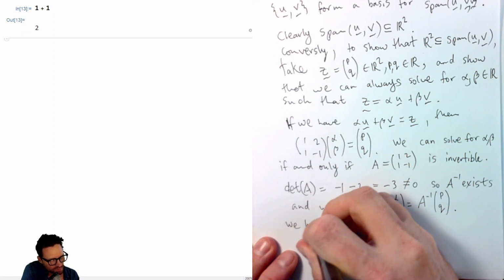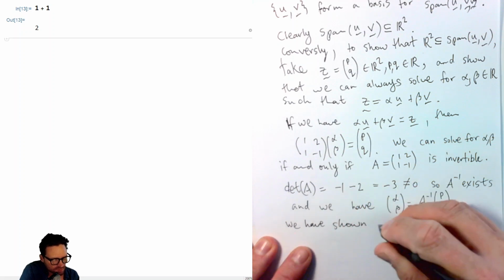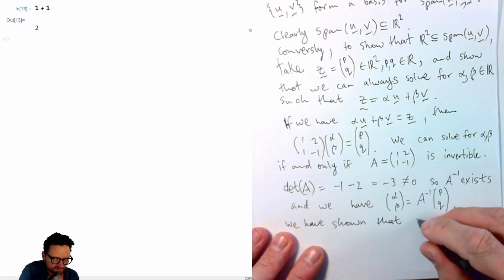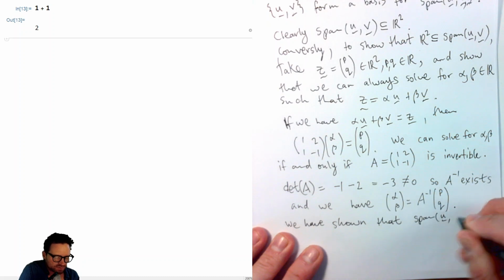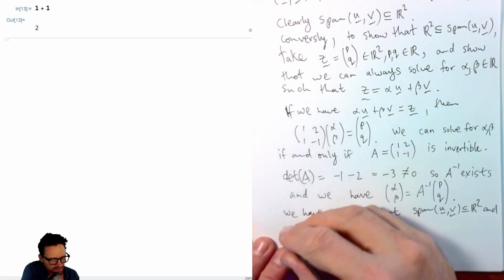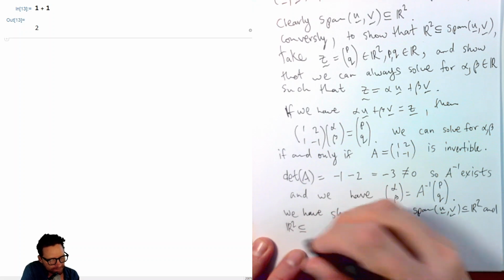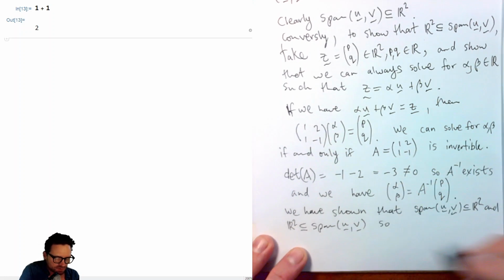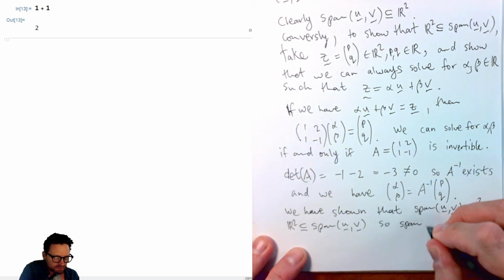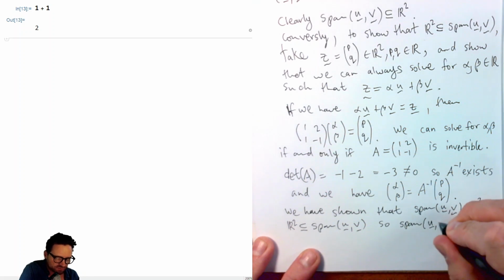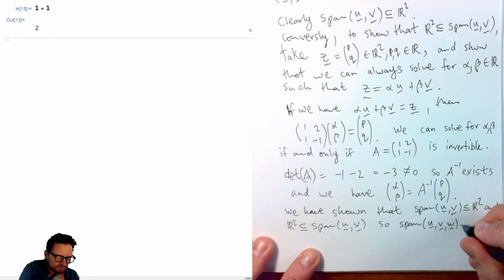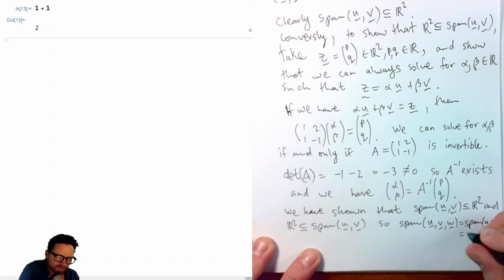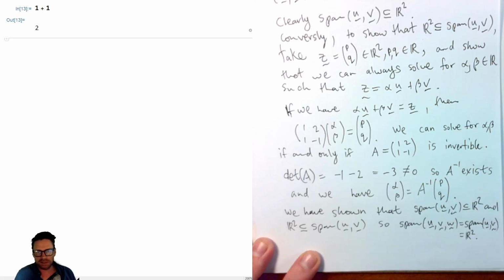So let's say we have shown that the span of U and V is a subset or equal to R2, and in the latter part, the other way around as well. So they are equal. And remember, the span of U and V is the span of U, V, W.